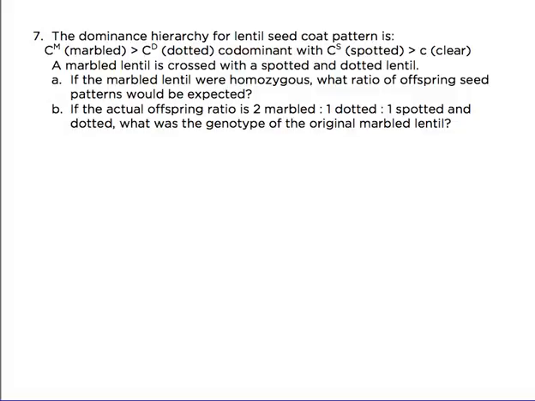So let's write out that cross. So we have a marbled lentil that is homozygous, so it is C big M, C big M, and it's crossed with a spotted and dotted lentil, which is C D, C S. And remember, they're codominant, so both the spots and the dots phenotype will show. So let's do the Punnett square for that cross.